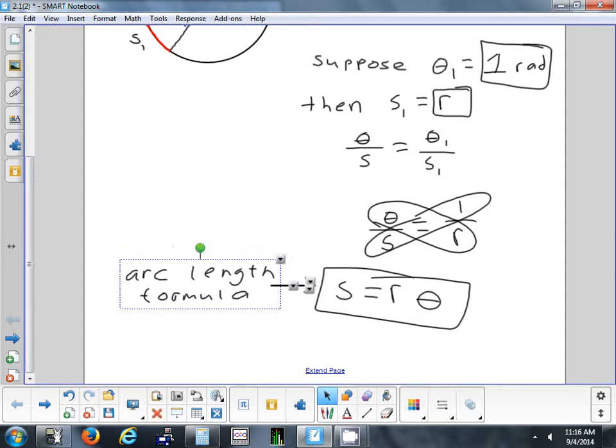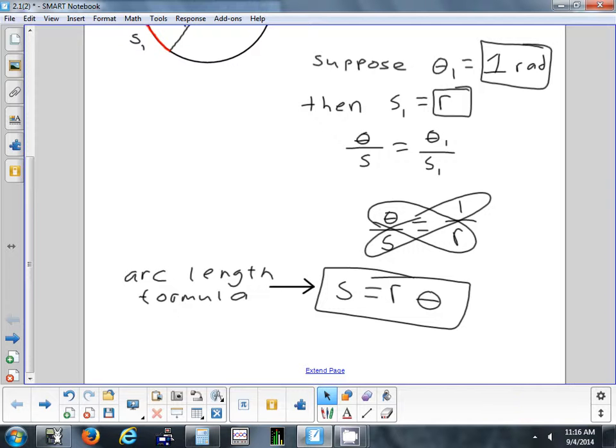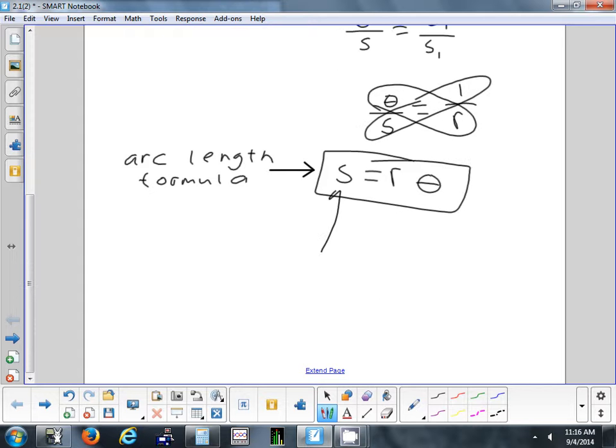That formula I just put in the box, that is your arc length formula. S equals R theta. Okay. S is the arc length. R stands for the radius. And theta is the angle.